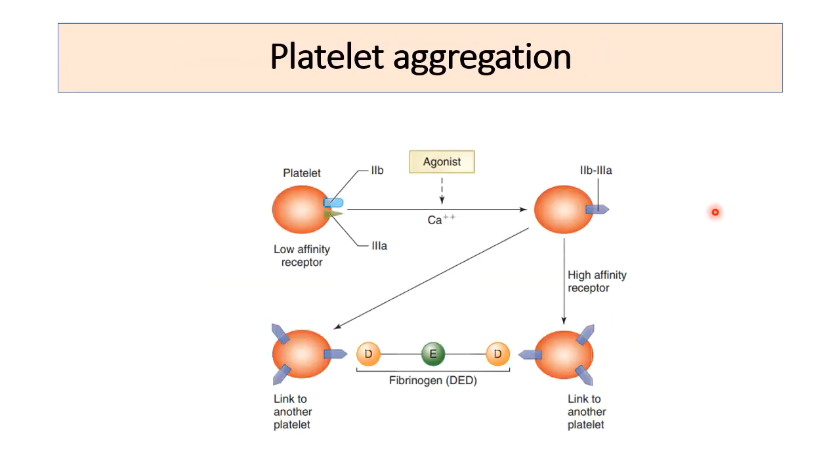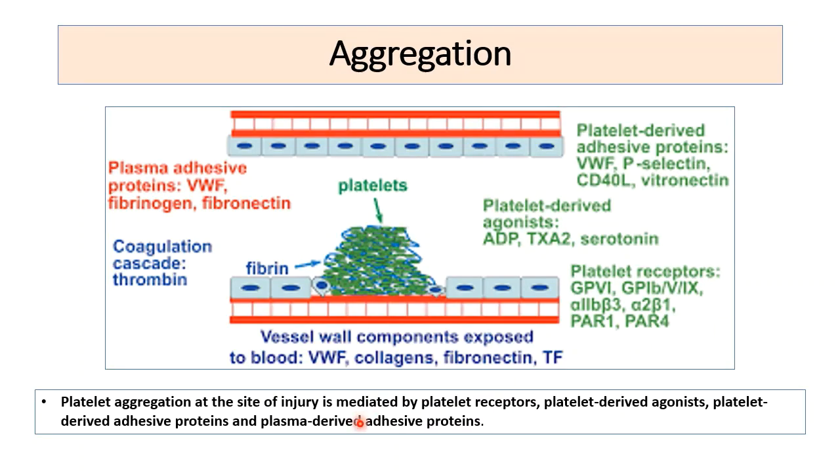Next is the step of platelet aggregation, which follows platelet activation. The conformational change in glycoprotein 2B3A, this receptor, occurs with platelet activation and allows the binding of fibrinogen, a large bivalent plasma polypeptide that forms bridges between the adjacent platelets, leading to the aggregation. The aggregation is mediated by platelet receptors, platelet-derived agonists, platelet-derived adhesion proteins, and plasma-derived adhesion proteins.